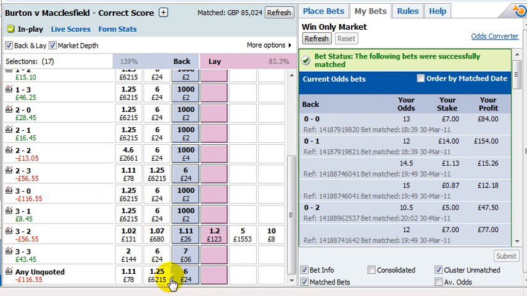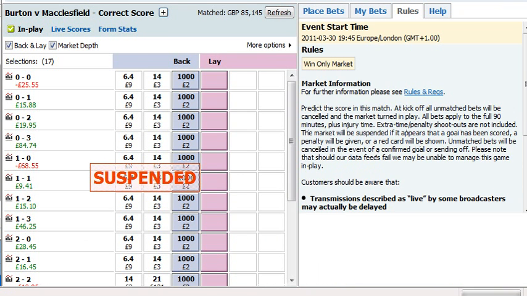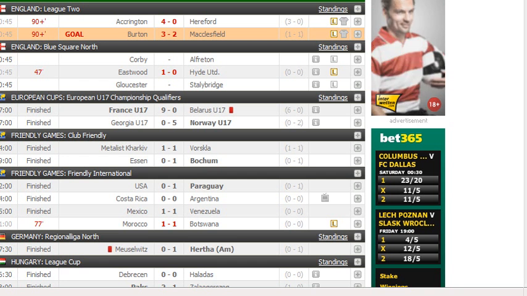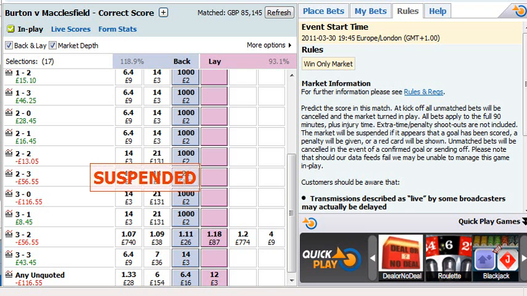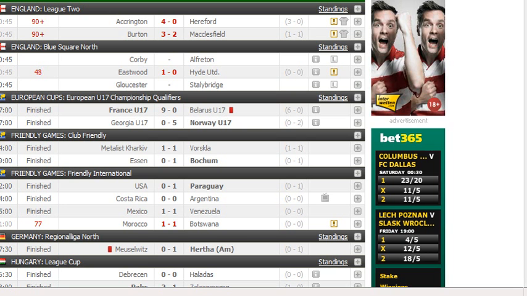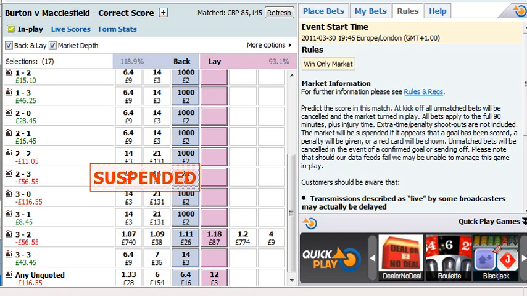Okay, in fact it's Burton that scored, deep into injury time. 4.5 goals. The market's now closed, we've won £100 there. And that's the flash score confirmation. Now it's suspended here, but what I desperately want to do is lay the 3-2 here, because any unquoted would wipe out all of our profit.